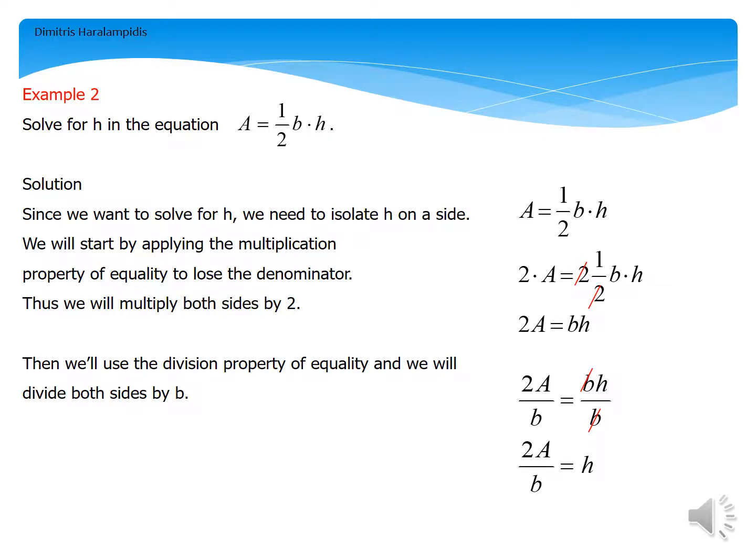Numbers 2 on the right side of the equation are cancelled out, and we get the equivalent equation 2a equals bh. Then, we use the division property of equality, and we will divide both sides by b. By doing that, we get that 2a over b equals bh over b, and b's on the right side are cancelled out, and finally we get the wanted equation, which is h equals 2a over b.